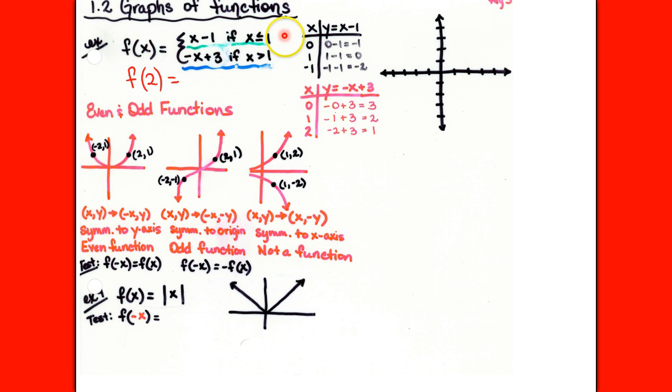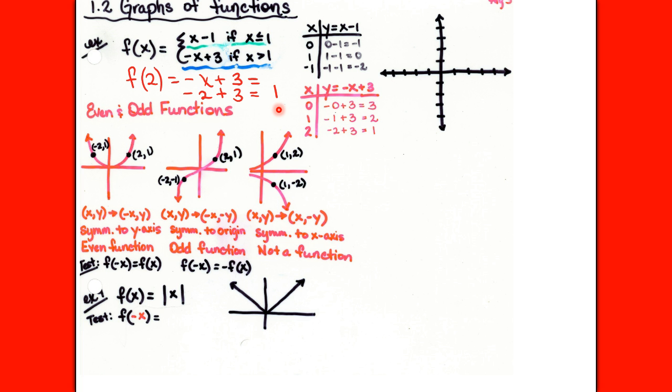So we came over here. Did we use the top piece or the bottom piece for 2? The bottom piece, right. Because our x value was greater than 1, that would tell me to use this bottom piece, the negative x plus 3. And then we would put 2 in the place of x. So if we put 2 in the place of that x, that would give us negative 2 plus 3. That would give us a positive 1.